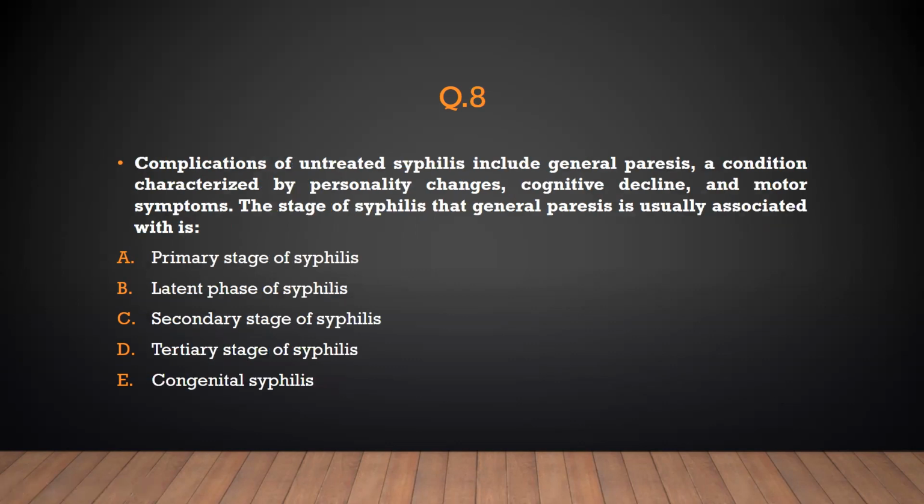Complications of untreated syphilis include general paresis, a condition characterized by personality changes, cognitive decline, and motor symptoms. The stage of syphilis that general paresis is usually associated with is A, primary stage, B, latent phase, C, secondary stage, D, tertiary stage, and E, congenital. D, tertiary. Yes.